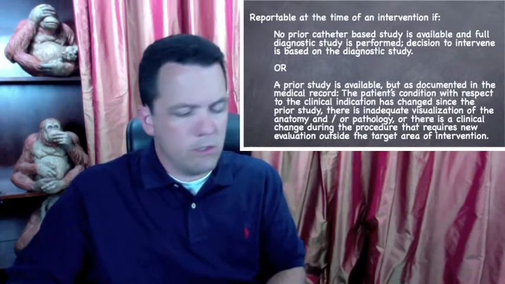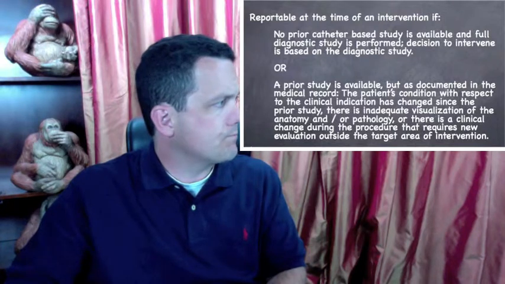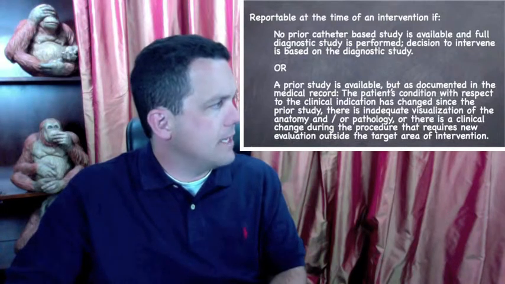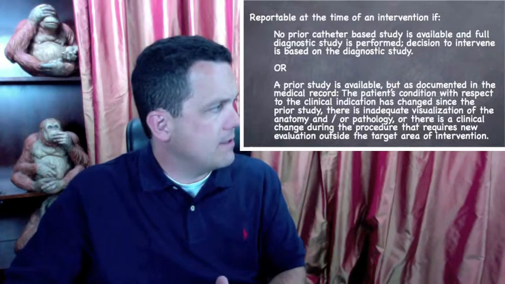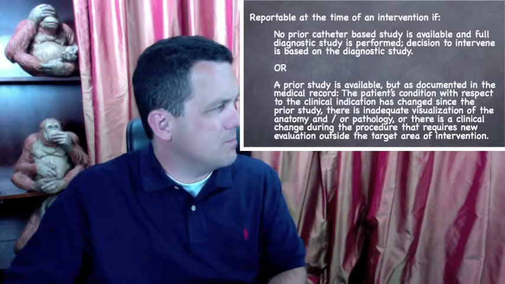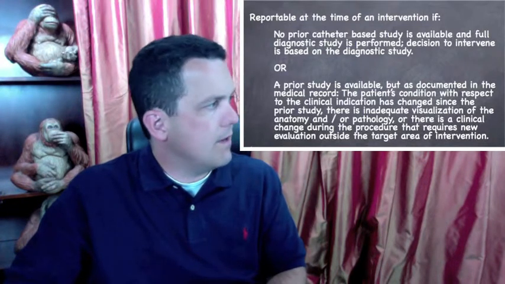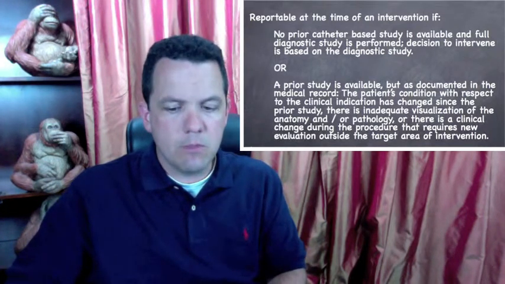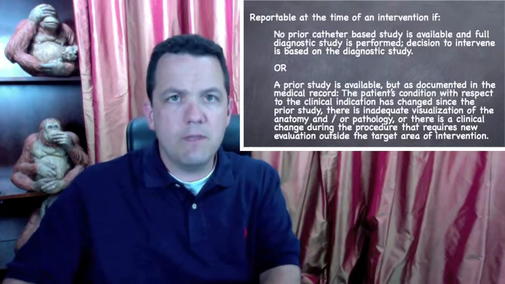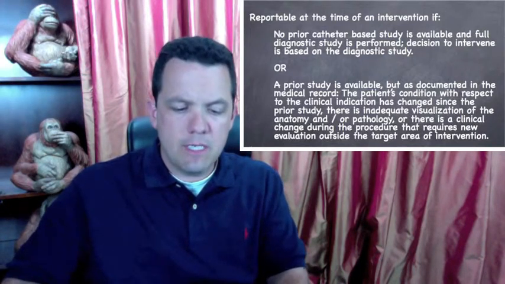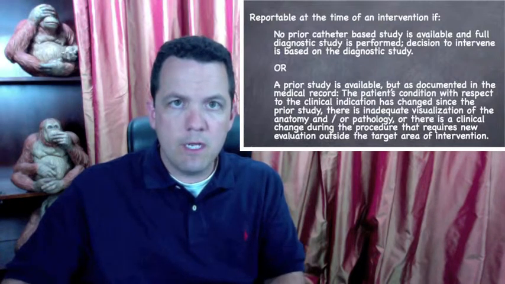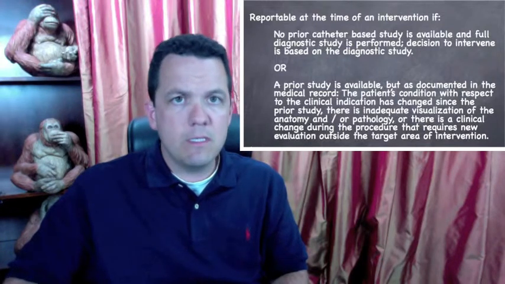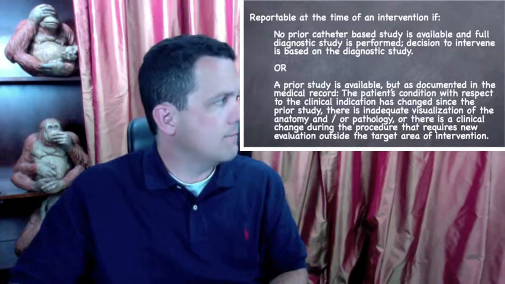but the medical record clearly illustrates that the patient's condition with respect to the indication for the procedure has changed, that there's inadequate visualization of the anatomy or pathology, or that a clinical change during the procedure requires a new evaluation outside of the target area, in those cases we can bill for a diagnostic procedure. So in most cases, we'll be able to bill for these diagnostic studies if a doctor does a diagnostic procedure and then moves on to doing an intervention during the same case. We would lose the ability to bill for the catheter placement, but we'd still bill for the diagnostic imaging.